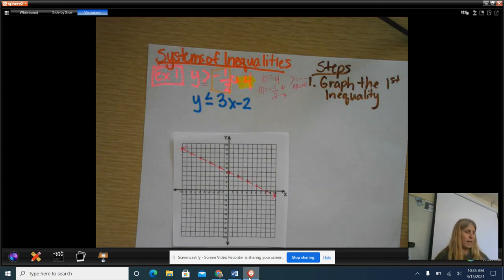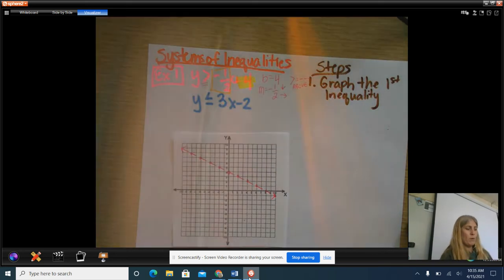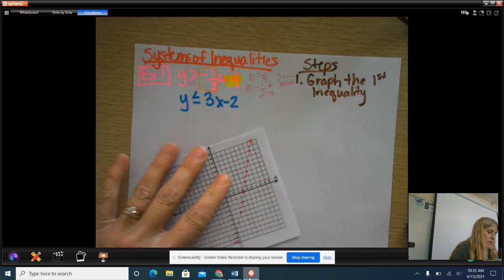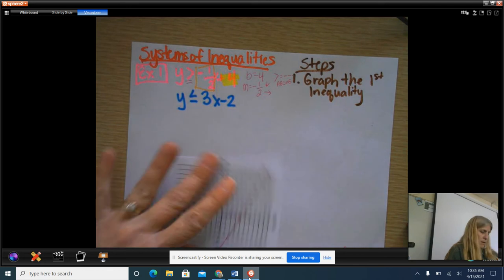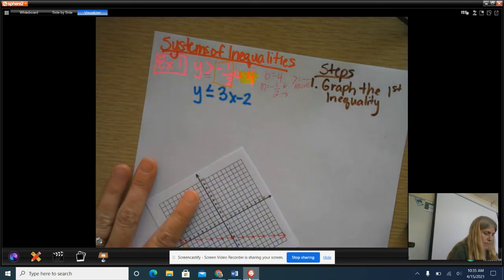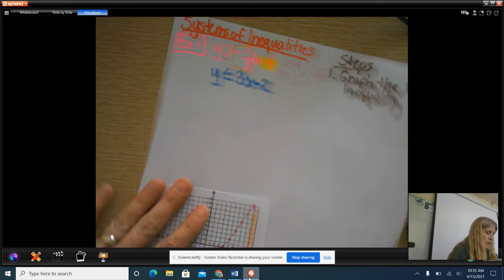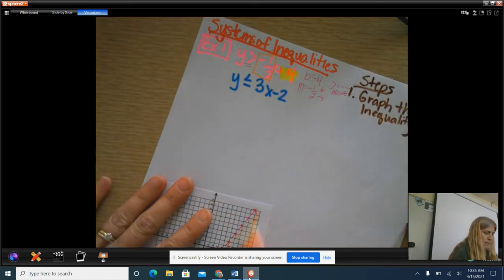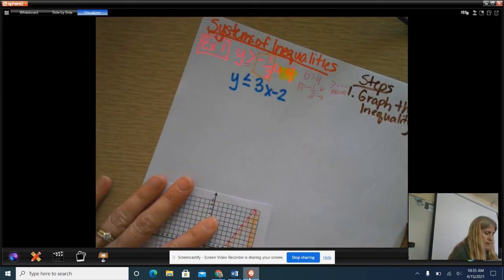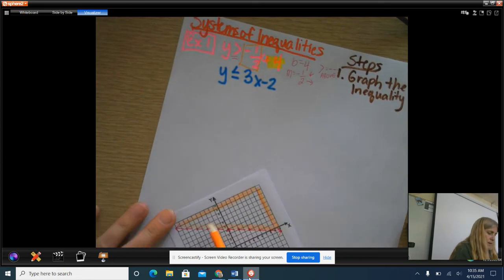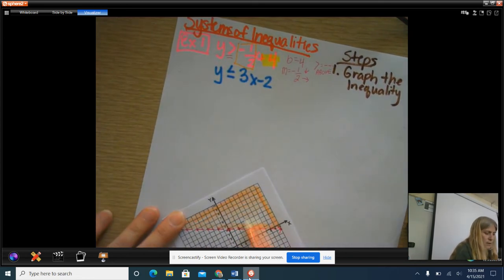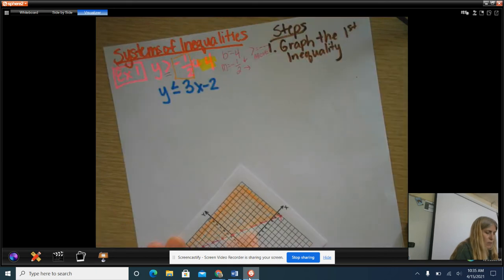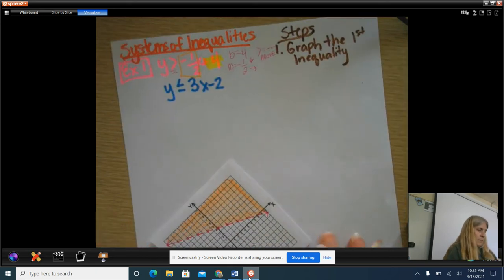And then we're going to shade above. Remember, we're not scribbling, we're shading. We're just going around those boundaries, and then we're going to fill in the middle, doing a nice shading. Okay, and this is what we learned last week, how to shade and graph a single inequality.